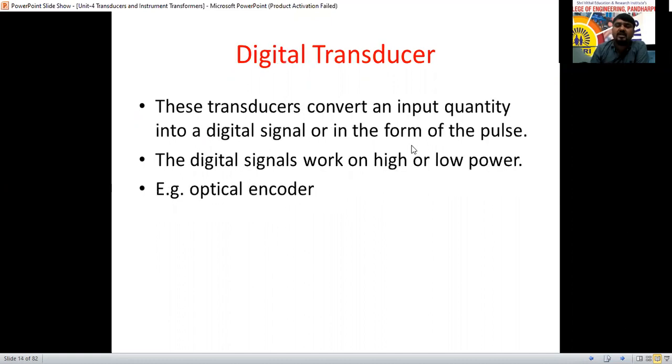The digital is nothing but this: whatever the input quantity is, it is converted into a digital signal, in the form of pulses. So these physical quantities are converted into digital form, digital energy or digital quantity. That is called a digital transducer. The digital signal works on high or low power. The power supply is required for this one. This is a passive transducer, and the optical encoder is an example. So this is analog and digital.